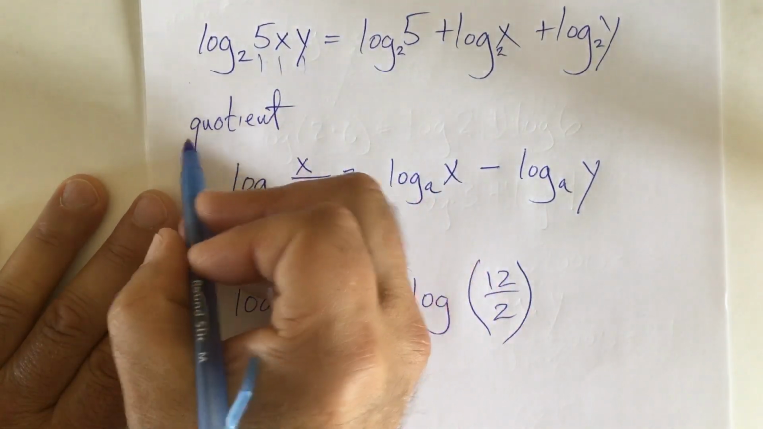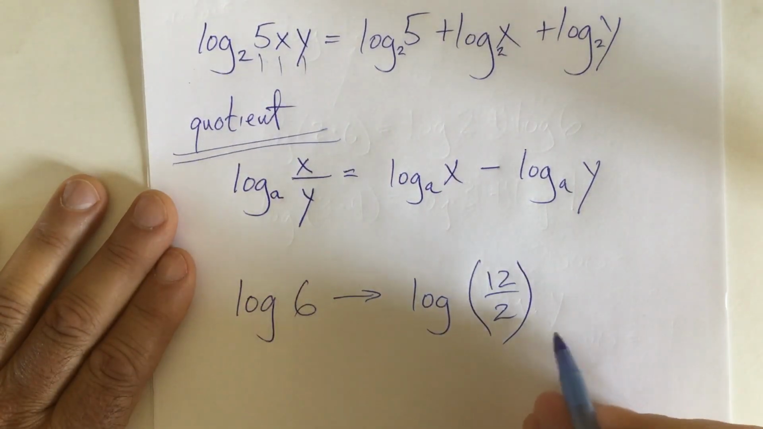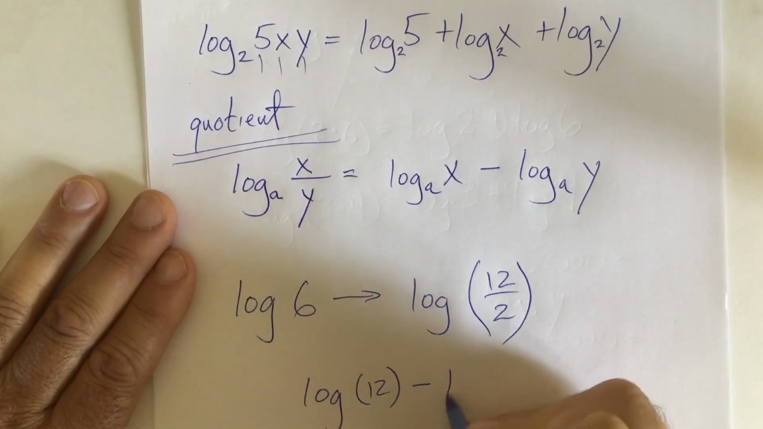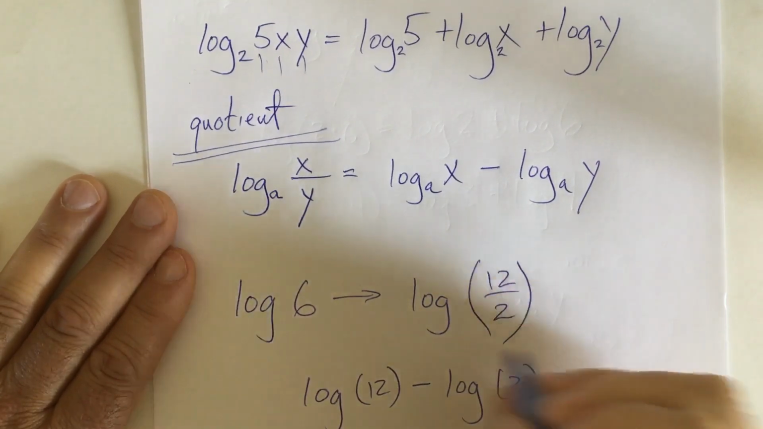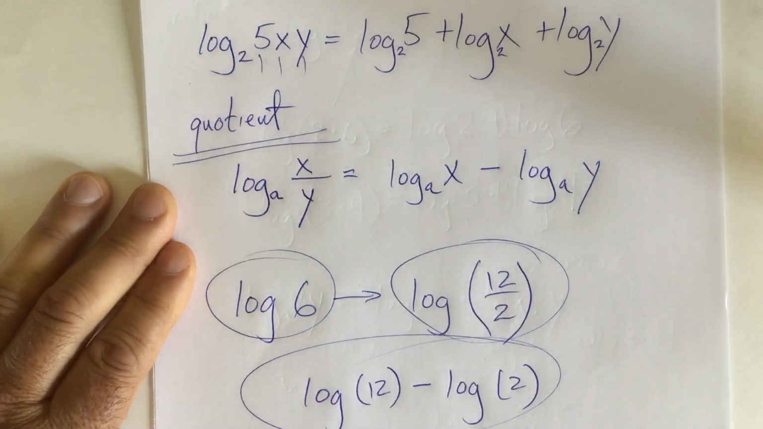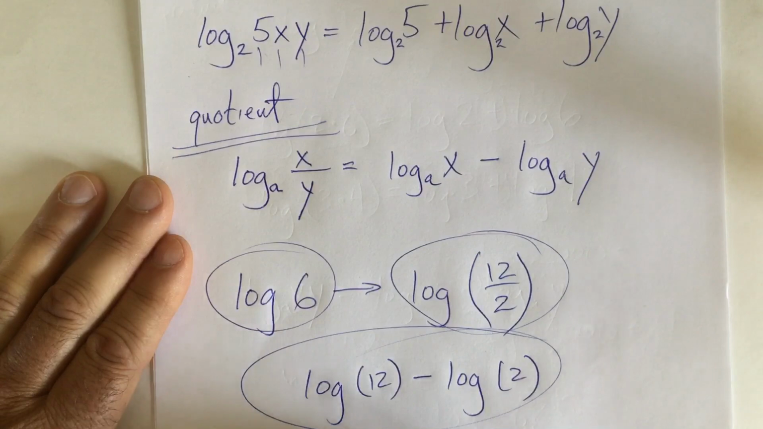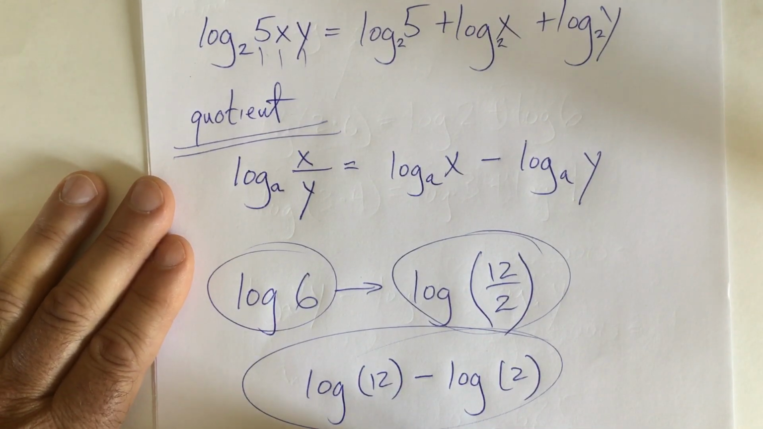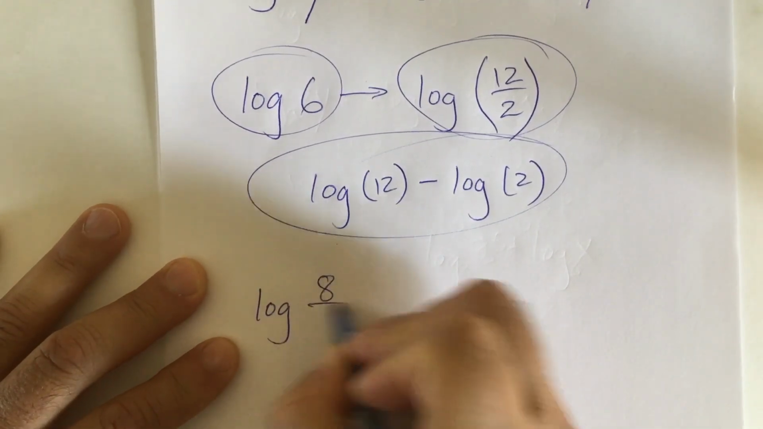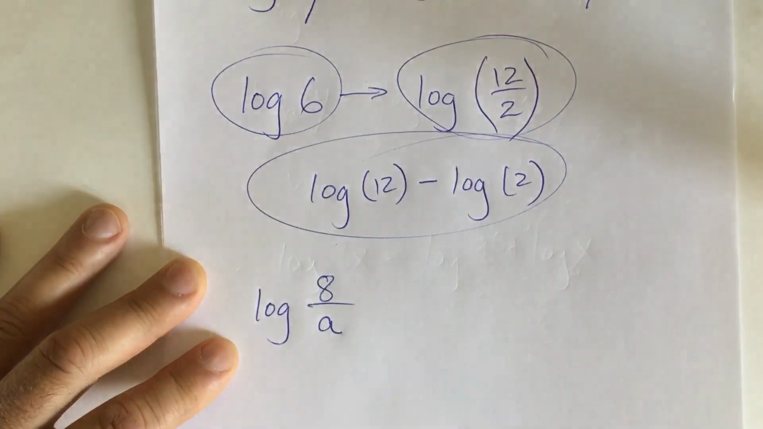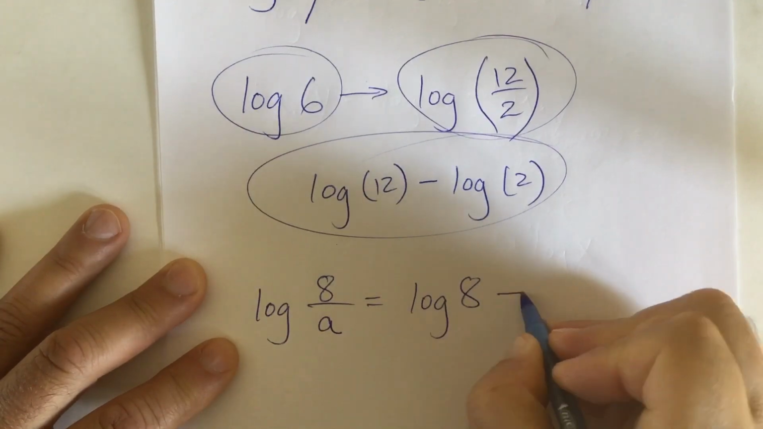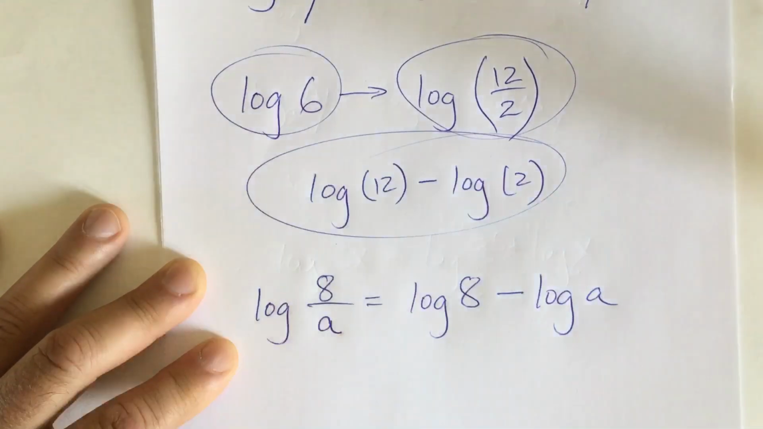So what does the quotient rule actually say about something like this? Well, if I wanted to, I could punch it into my calculator like log of 12 minus log of 2, and I will get the same weird super decimal for all three statements, because the quotient rule says division of two things is the same as subtraction. So if they gave me something like log of 8 divided by A, I could rewrite that as the log of 8 minus the log of A.